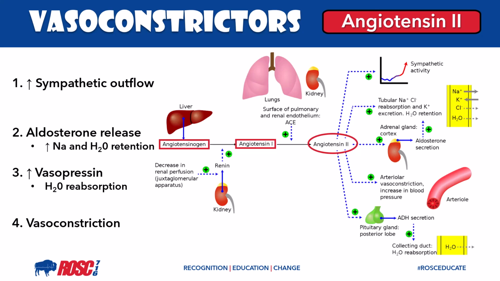Angiotensin II also causes the pituitary to release vasopressin, and we already know one of vasopressin's functions is to increase water reabsorption. And then lastly, angiotensin II causes smooth vascular muscle activation, causing intense vasoconstriction.